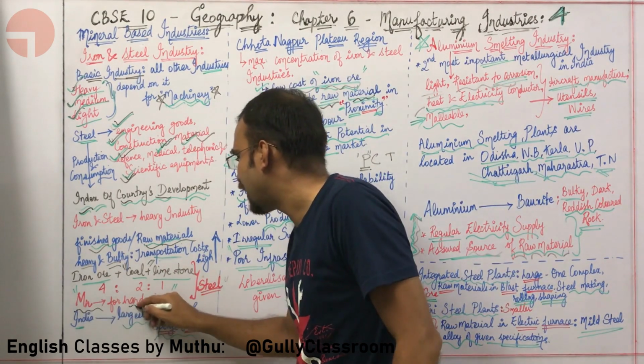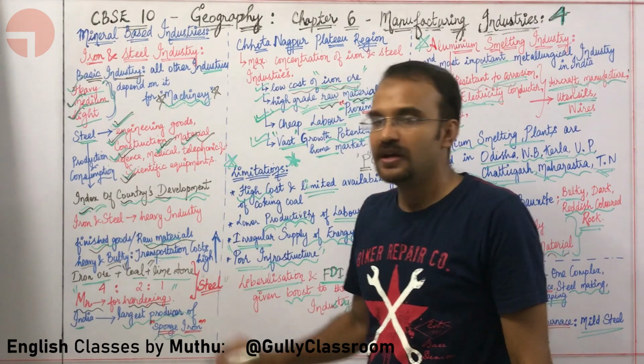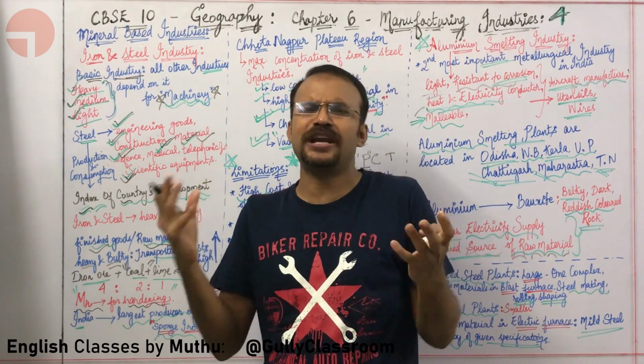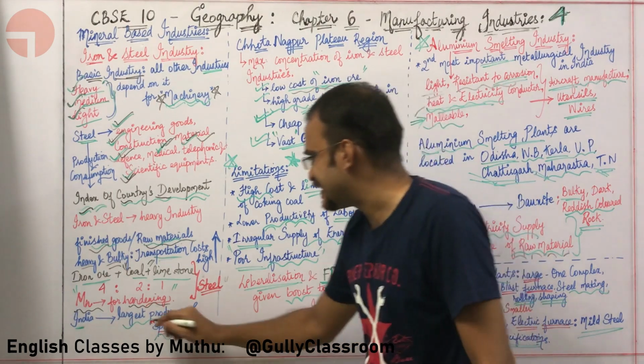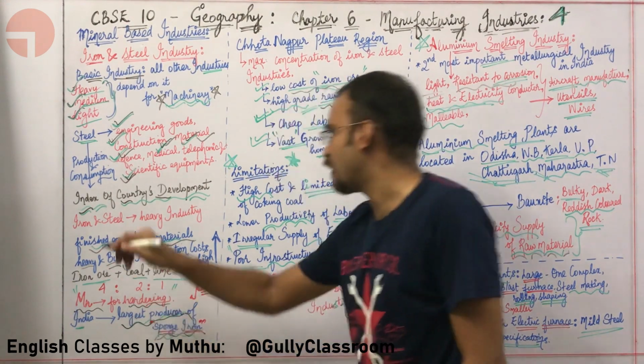Manganese is used for hardening steel. So what is the speciality of India with respect to iron production? India is the largest producer of sponge iron.